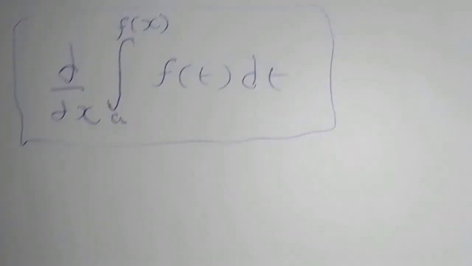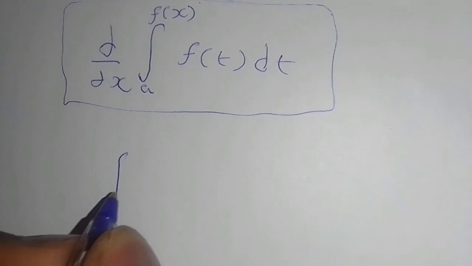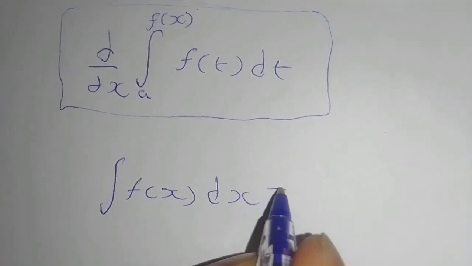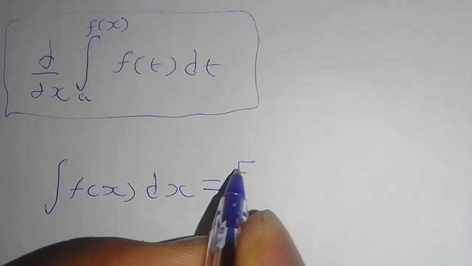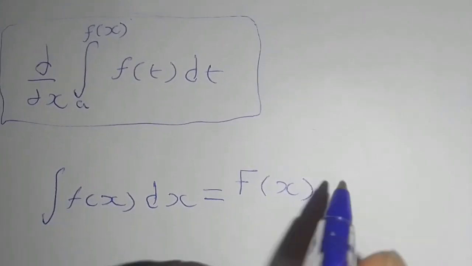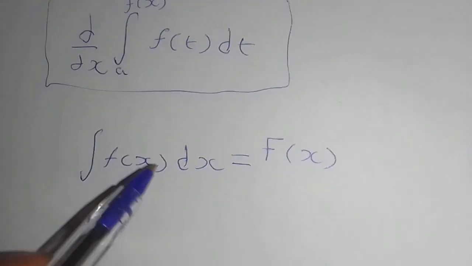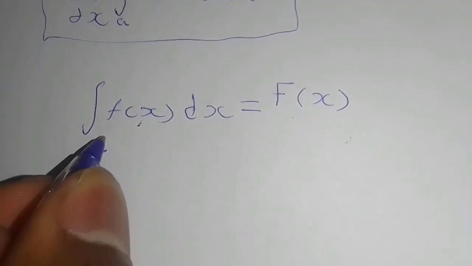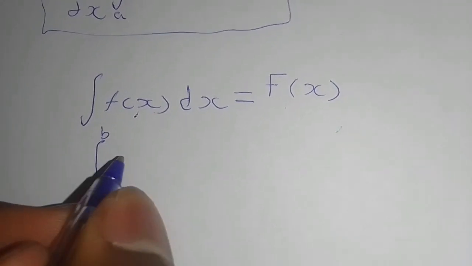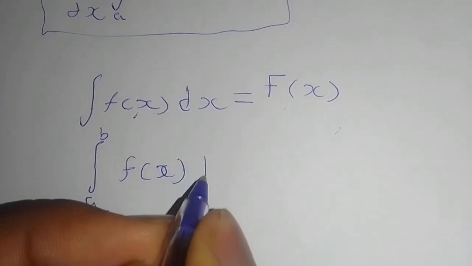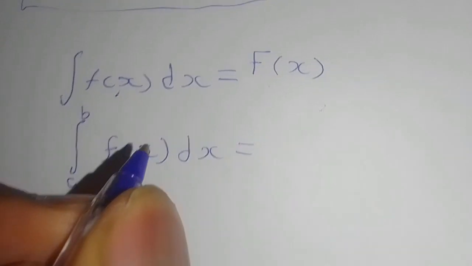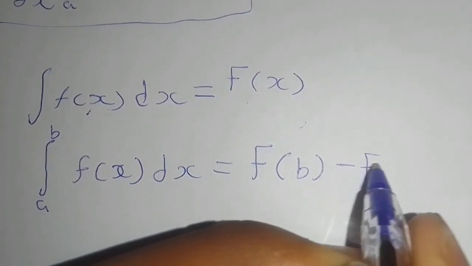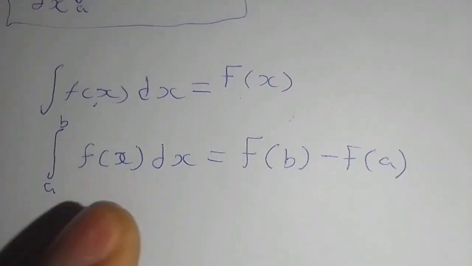This is not a big deal if you look at it. All we know is that if you're integrating a small function f of x dx, this is going to give us a capital F of x. That's what we know, that the integral of this is that. Another thing we know is that if we take the integral from a to b of f of x dx, this is going to give us capital F at b, and then subtract that at a. So this is what we know.